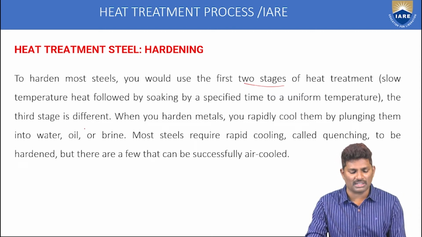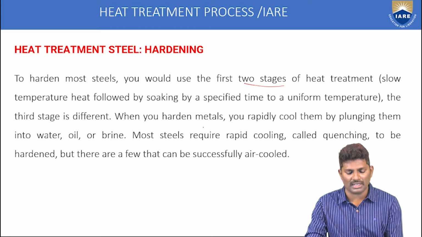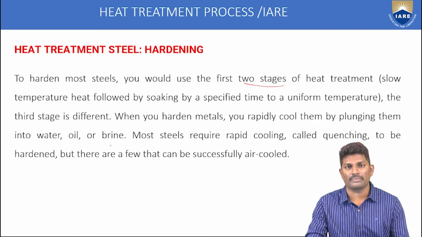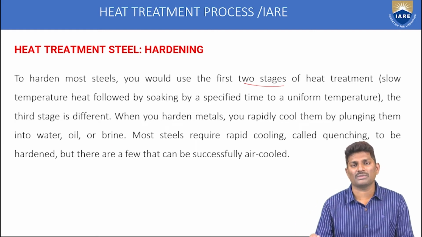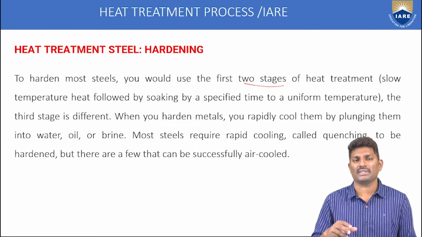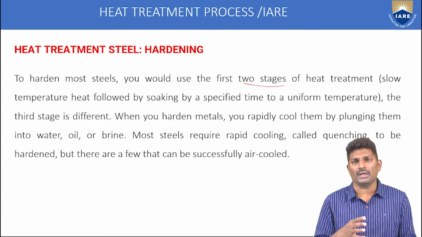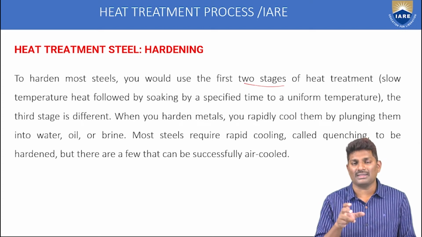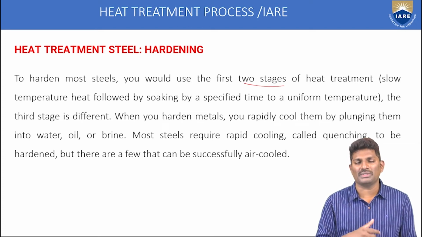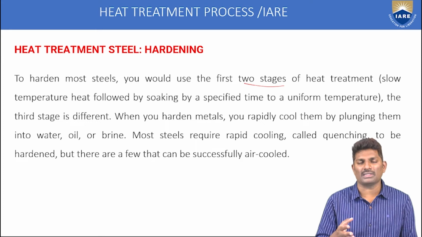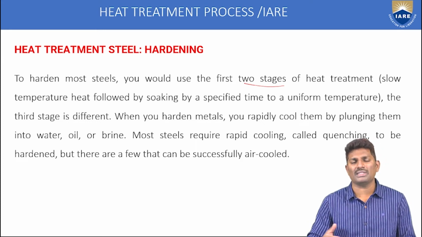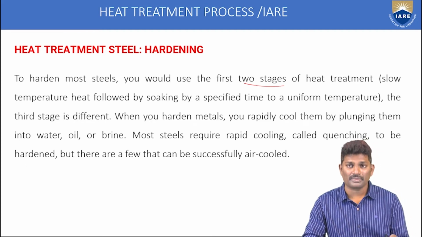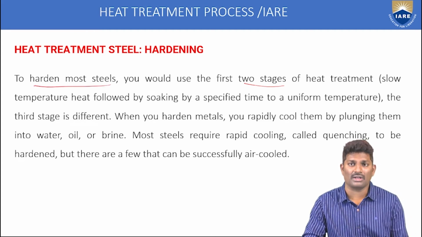And the third stage is different. That is what? When you harden material, you rapidly cool it by plunging it into water, oil or brine. So this is another thing. So the first one is what? Slow temperature heating. The second technique is what? Trying to soak the material which is being heated at a certain temperature. And the third stage is what? Rapid cooling by using water or oil or some brine solution. So by using all these, we are trying to achieve rapid cooling. So these are all the things by which you can harden steels.